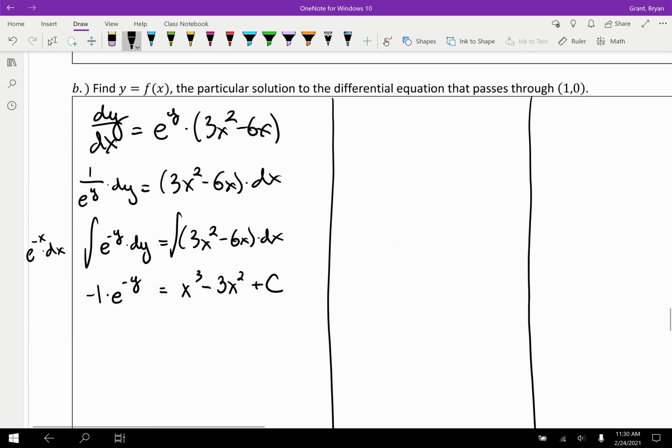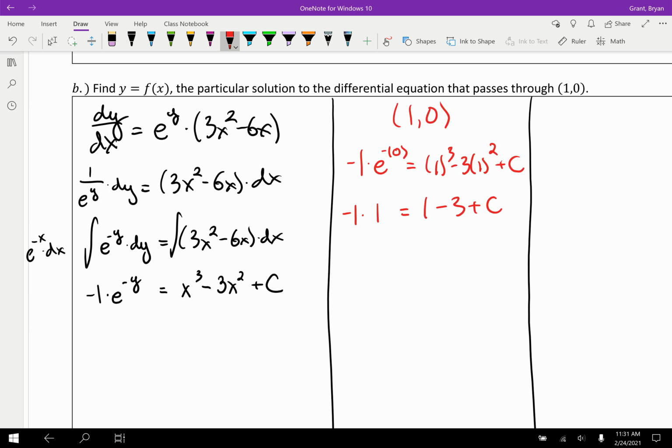Told you we probably wouldn't need all the columns, but I'll use them anyways. Let's go ahead and move on to our initial condition. We know that it must pass through the point (1, 0), so negative 1 times e to the negative 0 equals 1 cubed minus 3 times 1 squared plus c. Okay, negative 1, e to the 0 power is 1. This is 1 minus 3 plus c. Negative 1 equals negative 2 plus c. It's looking to me like c is 1.